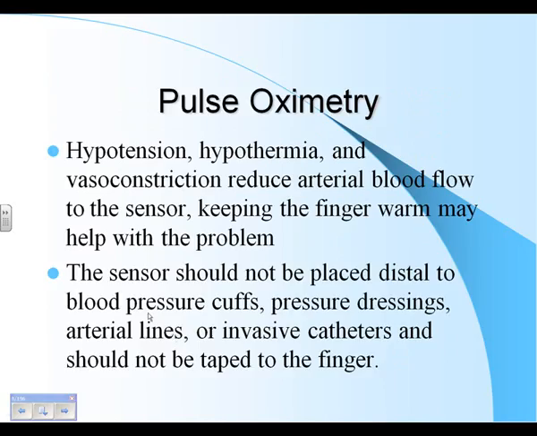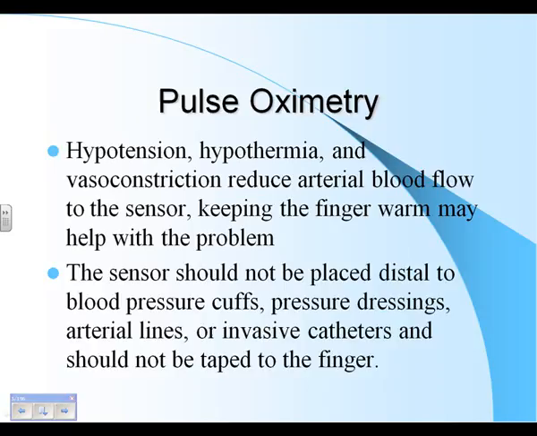Okay. Hypotension can cause the pulse ox to be low. Hypothermia: when the fingertips are cold, the vessels are constricted and not allowing the oxygenated blood flow to get to the tips of the fingers. If you have a patient with that problem, warm up the fingers. If you can't get it on one hand, try it on another, because it could be you've got decreased circulation in one arm versus the other arm. So try it on both sides. Warm them up if they need warming up.